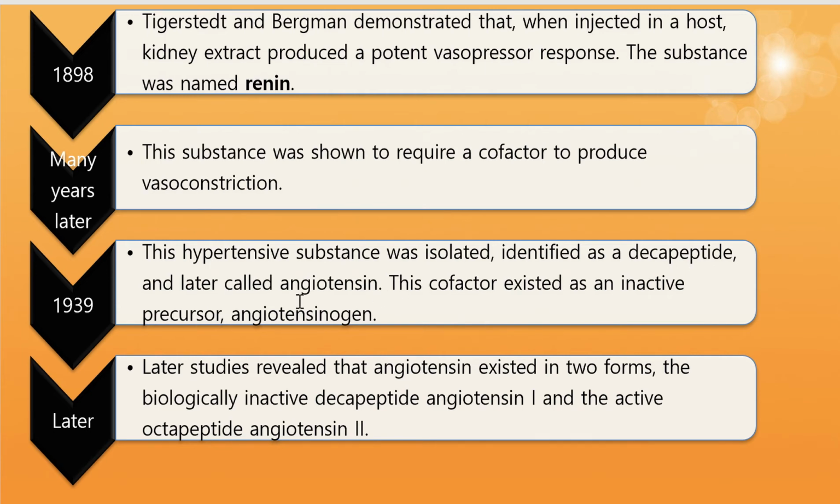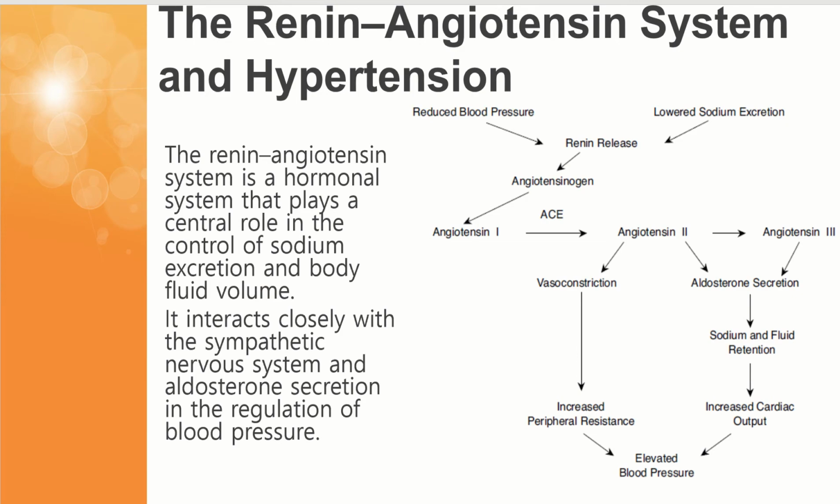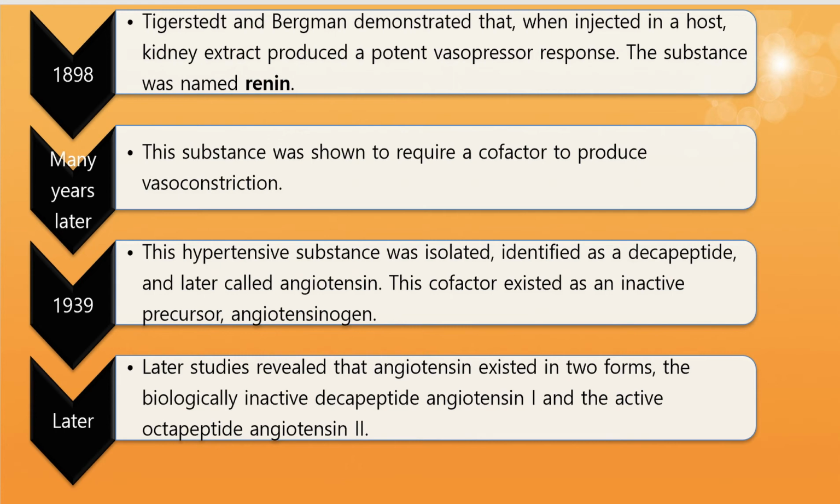This cofactor existed as an inactive precursor to angiotensinogen. So later, studies revealed that angiotensin existed in two forms: the biologically inactive decapeptide angiotensin 1 and the active octapeptide angiotensin 2. And as we saw later on, there was angiotensin 3 as well. So it's always good to go back in history to understand where we're coming from in terms of all of this knowledge.